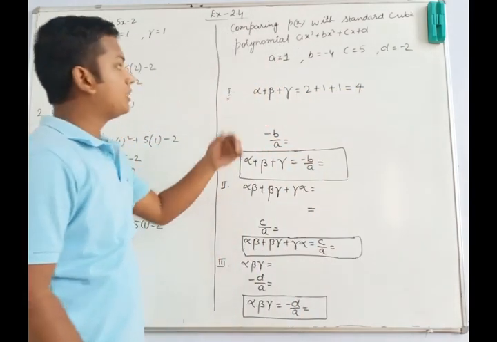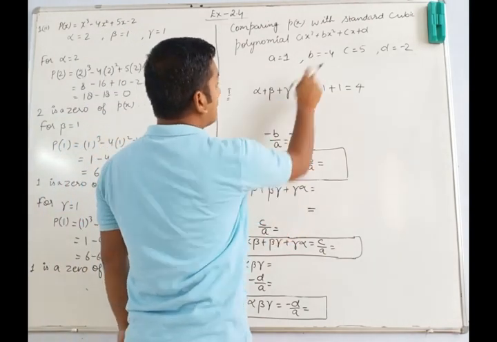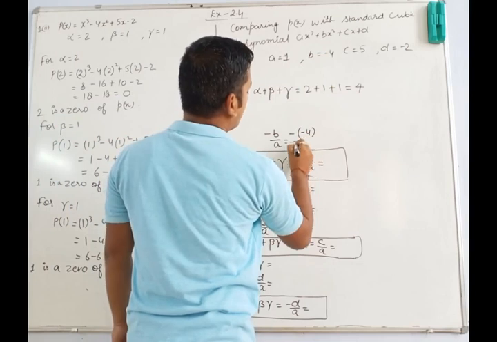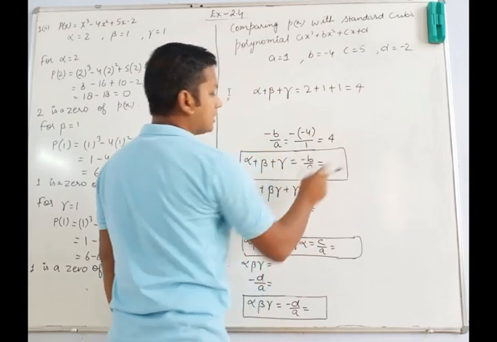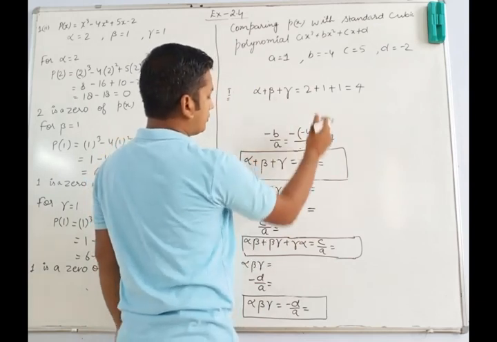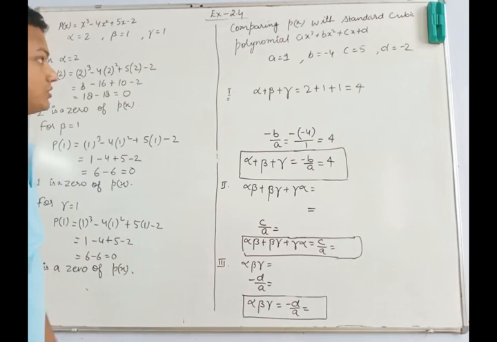Okay. Now minus b upon a. Minus of formula, and the value of b is minus 4 upon 1. So minus minus will give you a plus. Plus 4 upon 1, that is 4. So for both of them you are getting the value as 4. That means the first relationship is verified.